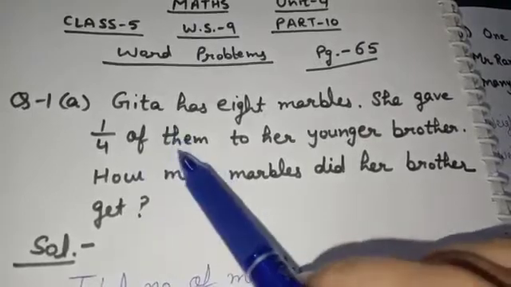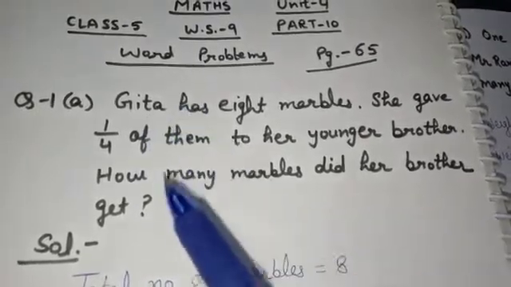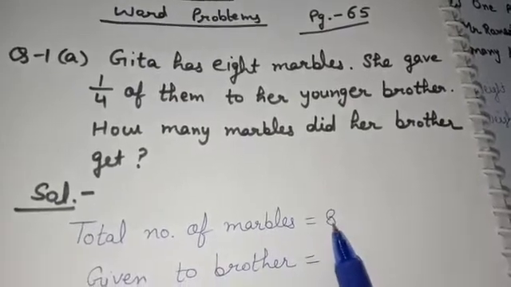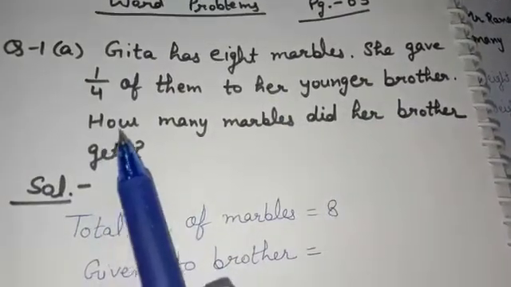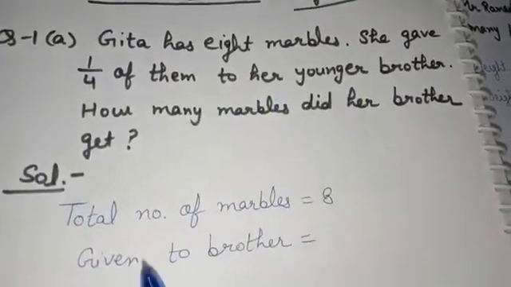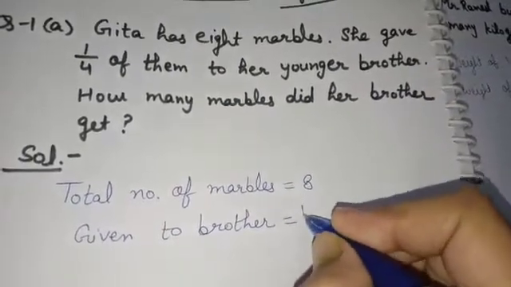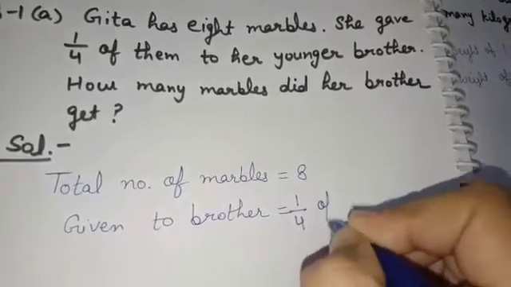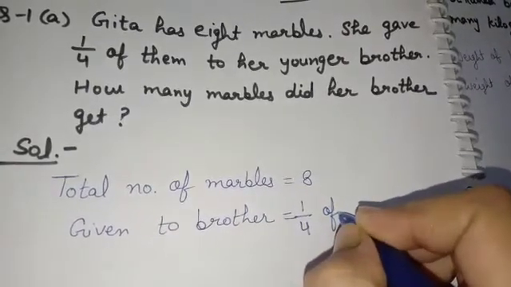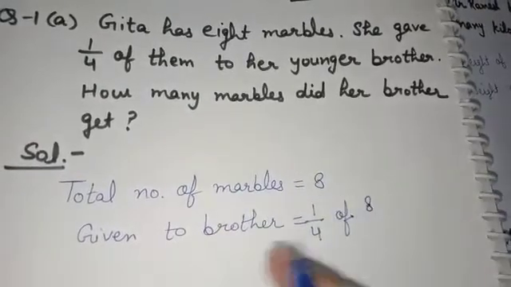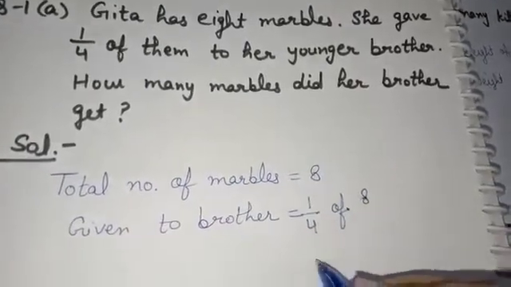Okay, is the question clear? Geeta has 8 marbles, so the total number of marbles here is 8. She gave 1/4 of them to her younger brother. So what is given to the brother is 1/4 of them, which means 1/4 of the total marbles, 8. Then how many marbles did her brother get?